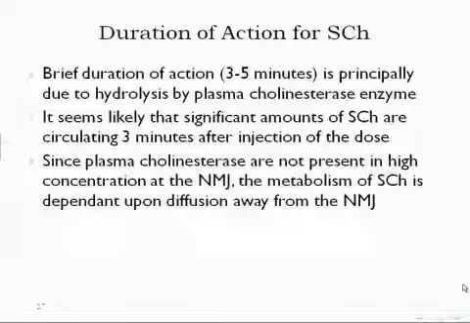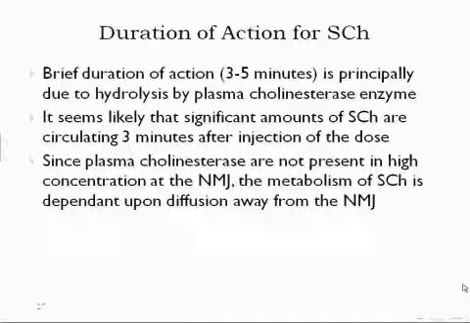Okay. Succinylcholine, normally when you give the low dose, you're going to have a brief duration of action, about 3 to 5 minutes. Most of it's due to the hydrolysis by the plasma cholinesterase enzymes, which we showed you before. It seems like significant amounts of succinylcholine are circulating after 3 minutes after injection of the dose. So it's ultimately the plasma cholinesterase that are important for breaking this stuff down. If you don't have it in high enough concentrations in the bloodstream, you will get accumulation and you'll get reblocking taking place.